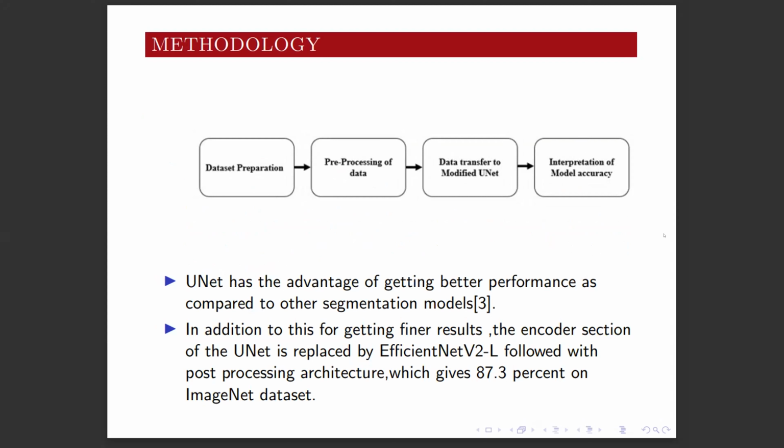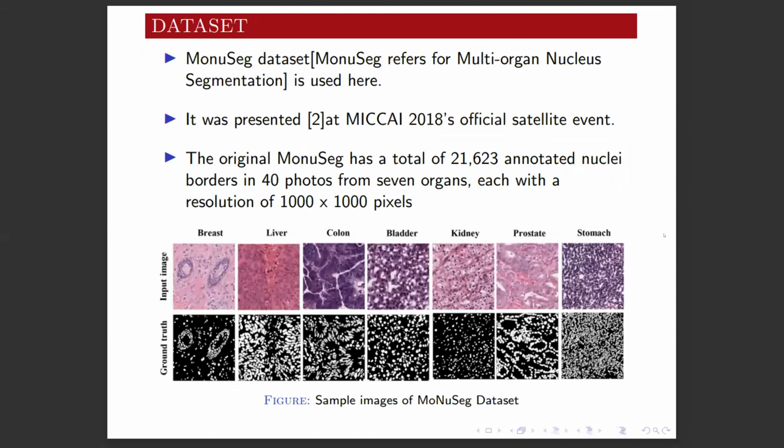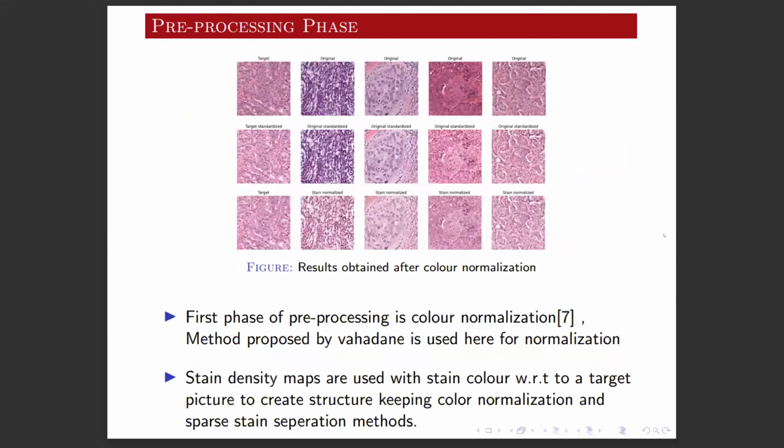So why did I choose UNET? UNET has the advantage of better performance compared to other segmentation models. In addition, to get a finer result, the encoder part of the UNET is replaced by EfficientNet V2L, followed by post processing, which gives 87.3% on the ImageNet dataset. This is the dataset I used here, the MoNuSeg dataset. It refers to multi-organ nucleus segmentation. The original dataset has a total of nearly 21,623 annotated nuclei borders in 40 photos of 7 organs, each with a resolution of 1000 by 1000 pixels.